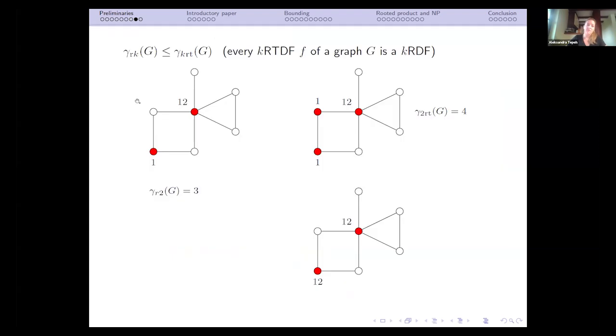Let's take a look at this example we saw before. We saw that the rainbow domination number of this graph is 3, but 3 is not enough to totally rainbow dominate this graph. Why? Because this one does not see 1 in the neighborhood. That's the problem, which we can solve either in this way, by putting 1 here so that this one also sees 1, or we can just relabel the vertices in such a way. But if you play around with this graph, you will see that you cannot do it with less than 4.